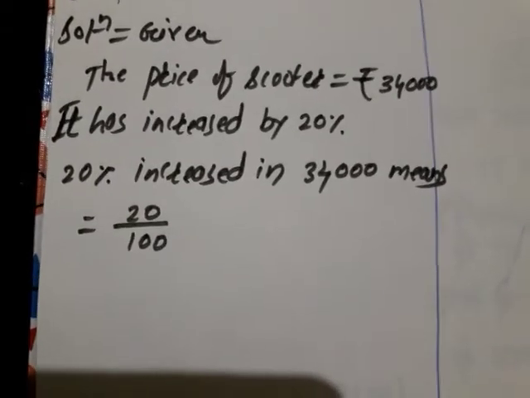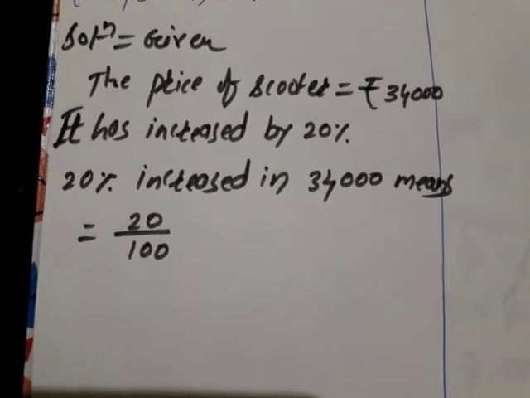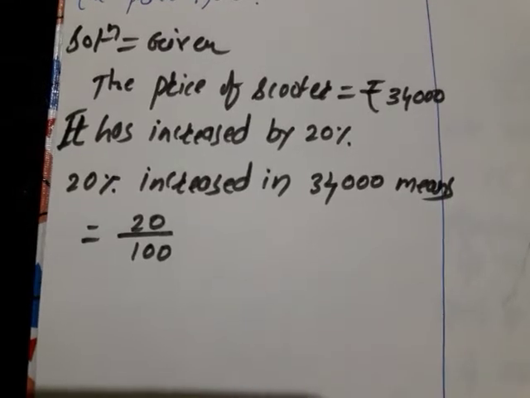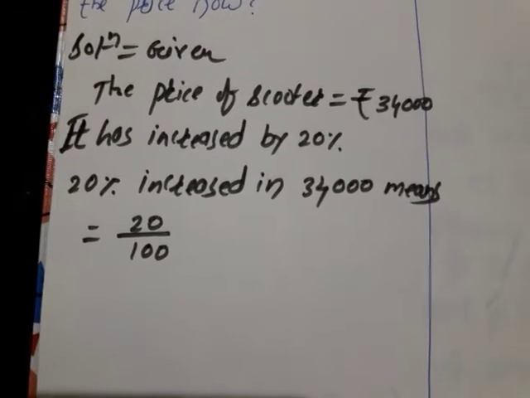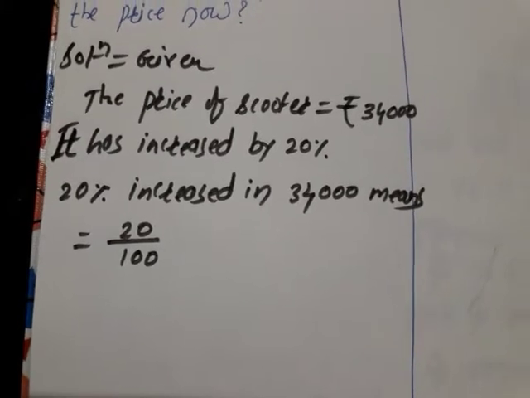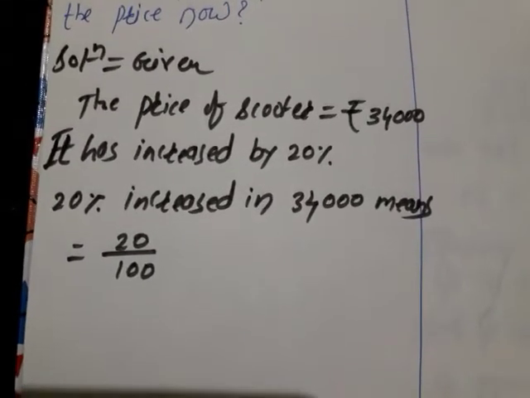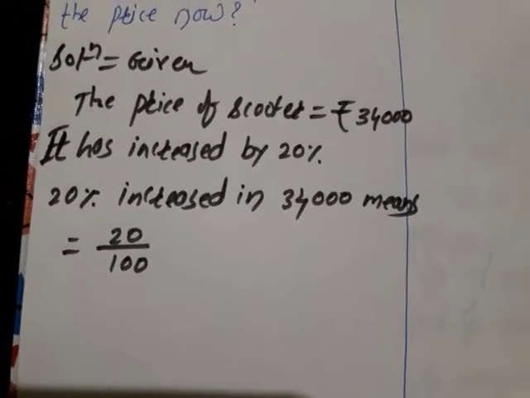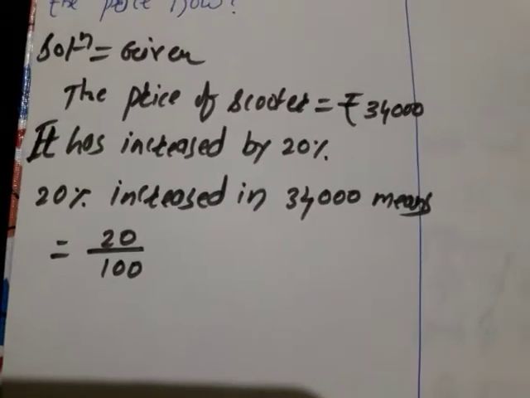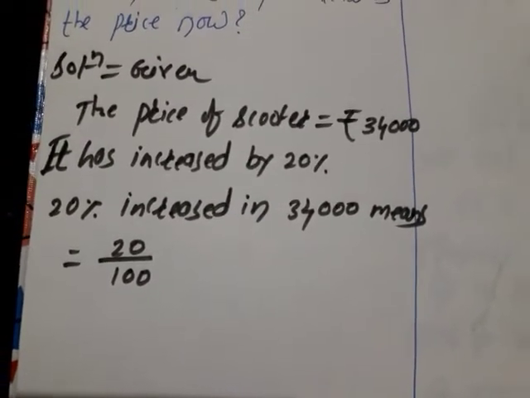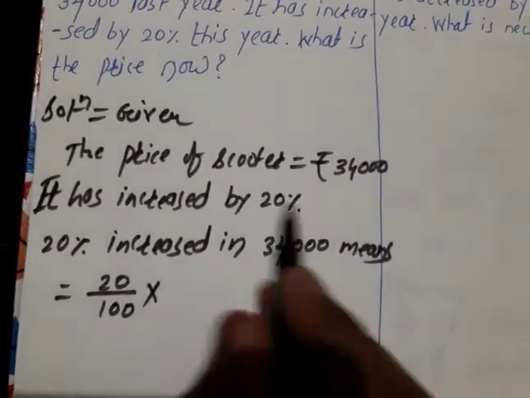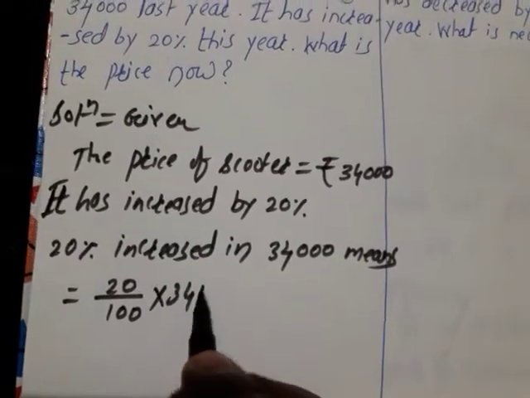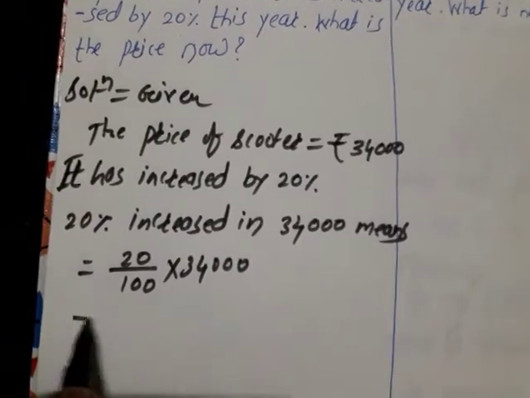Yesterday also I told you 60%. Yesterday we have seen, 60% means what? 60 divided by 100. If the denominator is 100, then the numerator gives us the percentage. Here 20% means 20 divided by 100. But this 20% is increased in which value? 34,000. That is the total value, that's why we have to multiply with this ratio. Then what will you get?